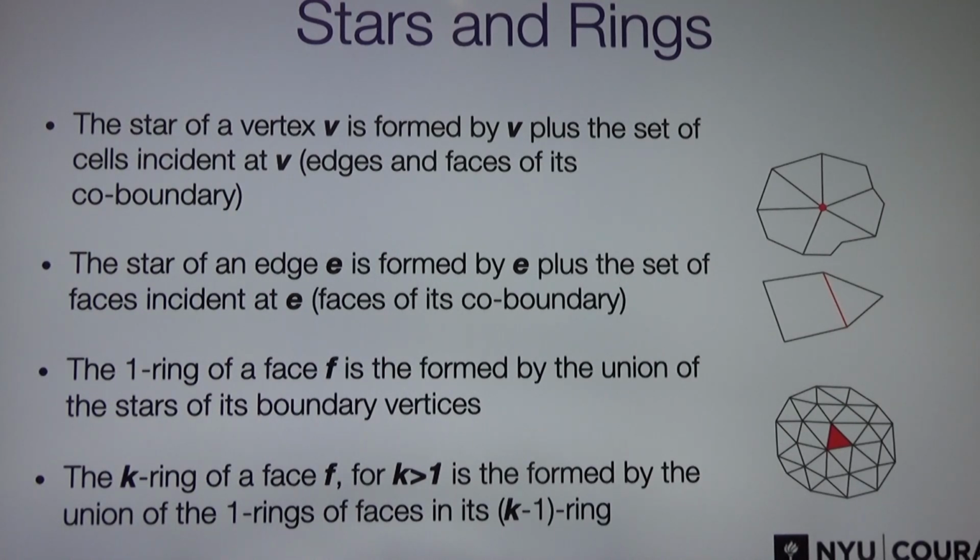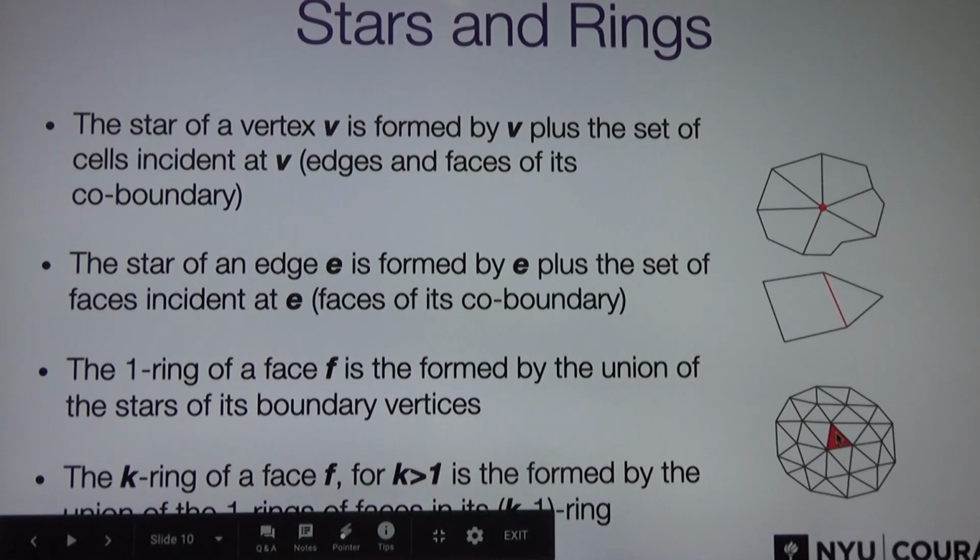And also the rings. So if you select some face and you want to define a ring of that face, you will be looking at the union of the stars of its boundary vertices. So how to define one ring, for example. You take this face, you look at all the stars around each of the 3 vertices here. So the first star would be this, the second star will be this, and the third star will be this. So the first ring is a union of these 3 stars.